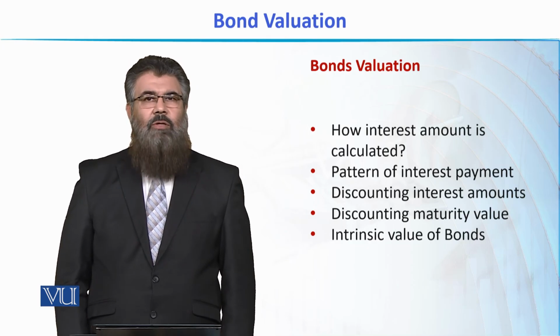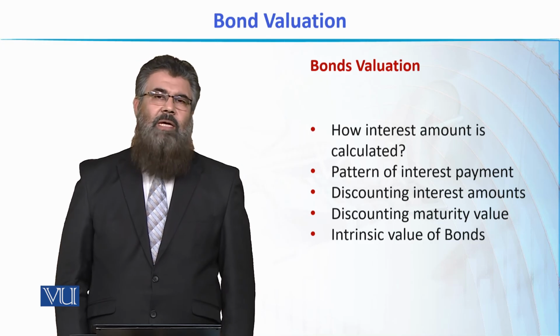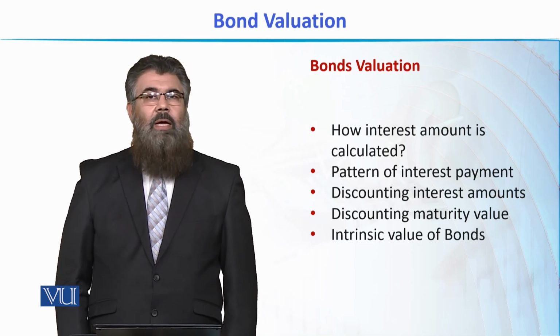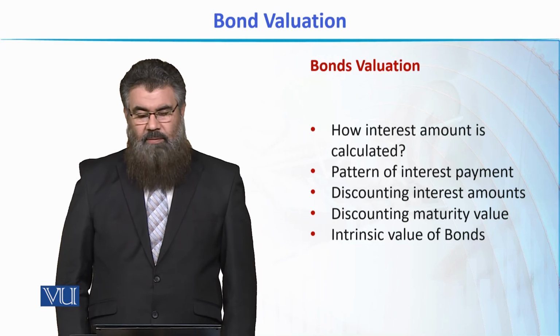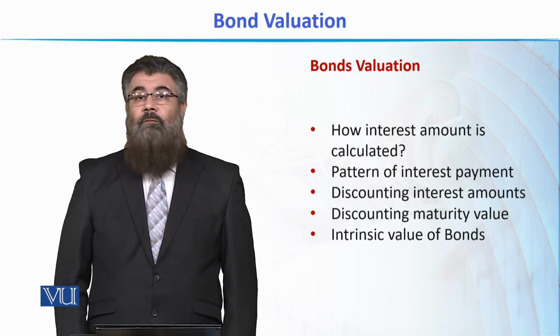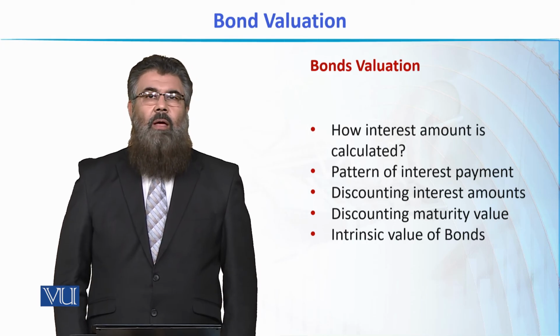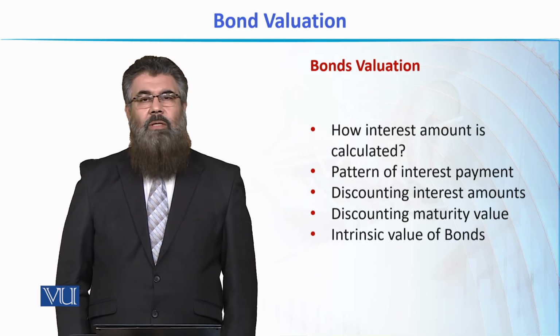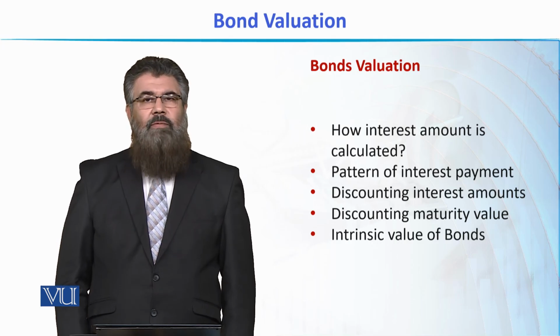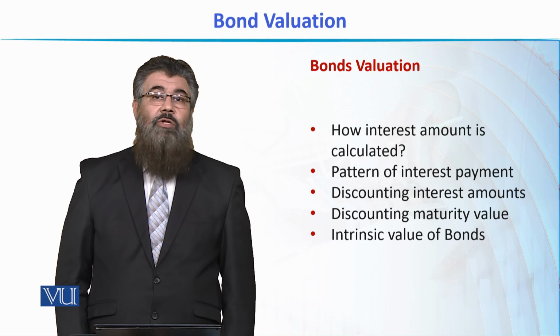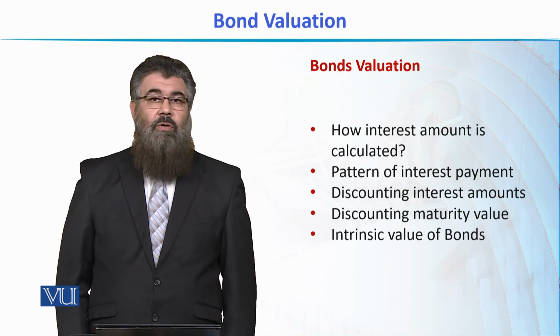We will also have to calculate the present value of the maturity amount in order to get the total value of the bond, which is the intrinsic value of that bond. Although we'll talk about different types of bonds later, there are some bonds which do not have any maturity. There is no definite maturity.